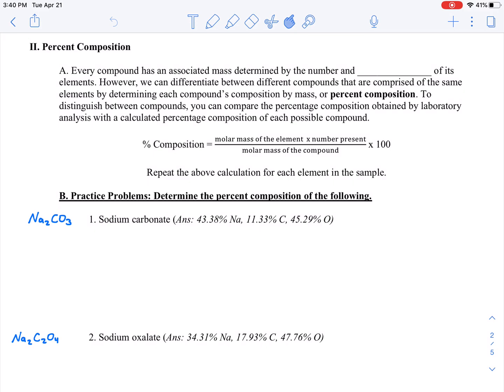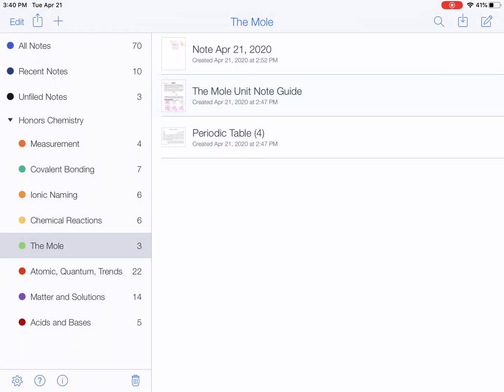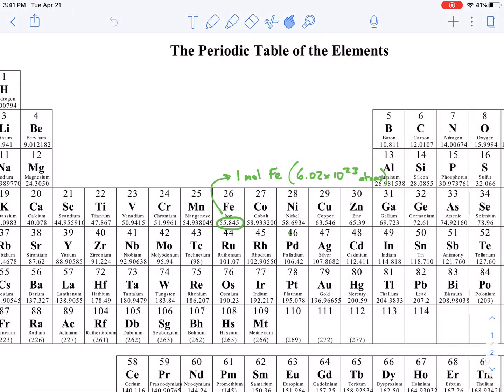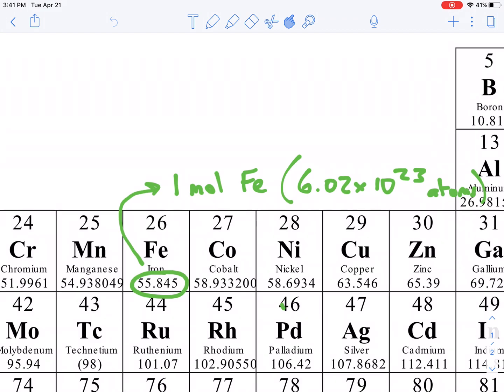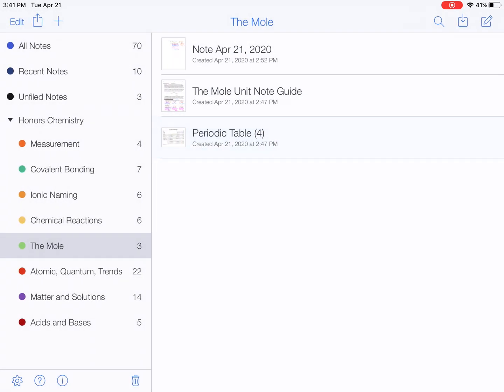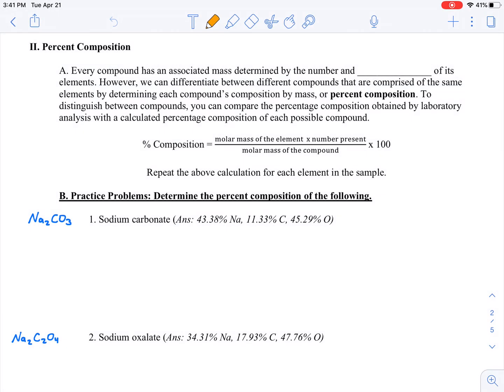And again, we are going to need molar masses to do this. And as a reminder, on your periodic table, you can find molar masses for elements by looking right beneath the element. So for iron, for instance, it has a mass of 55.845 as its molar mass, which also happens to be the mass of 1 mole of that iron. And so if we wanted to make a compound out of iron, we could add together the iron with whatever elements are in there to figure out the total molar mass. So let's do that for sodium carbonate.